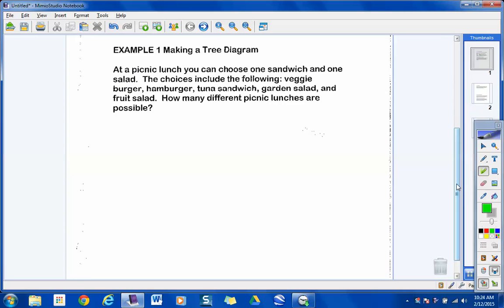Again, this is another lunch application. It says at a picnic lunch you can choose one sandwich, one salad. The choices include veggie burger, hamburger, or tuna sandwich. And then you have a garden salad and a fruit salad. How many different picnic lunches are possible? Well guys, we know we've got some sandwiches first, right gang? Okay, we've got some sandwiches, correct? Yes.